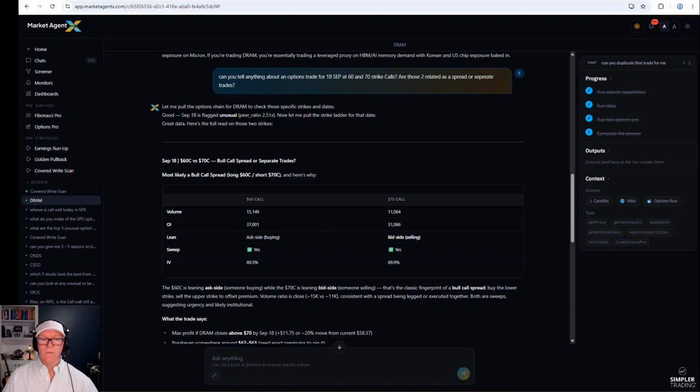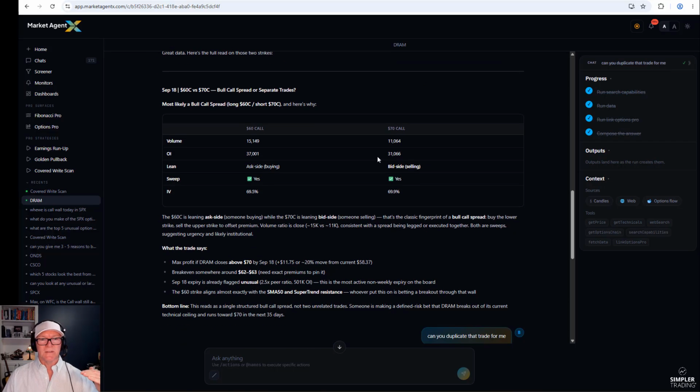Okay, so one of the things that I was looking for was unusual activity. It was 2.5 times larger than its peer ratio, and so you can adjust it any way you want to as far as what you're looking for, right? Let me pull the strike ladder for that date. Great data. Here's the full read. All right, and again, I'm going through the process exactly like I did it this morning, and I did this trade. Full disclosure, I'm in this trade.